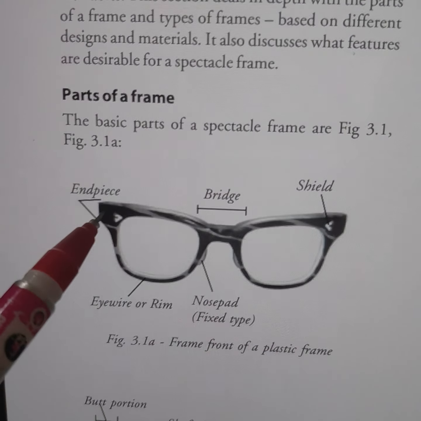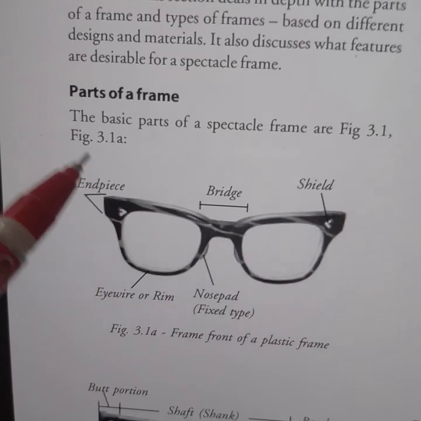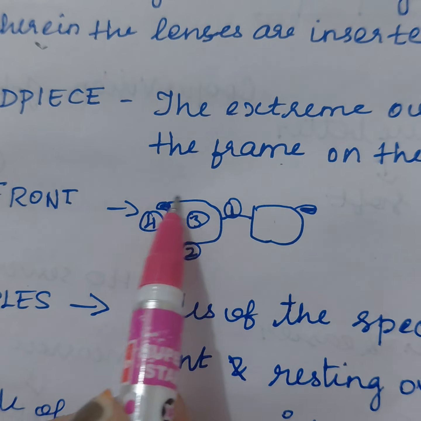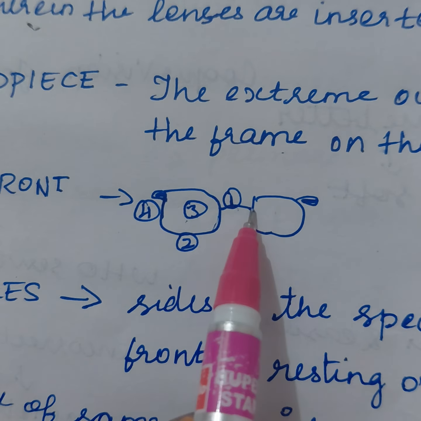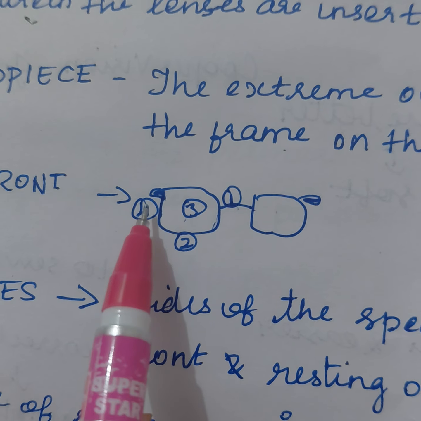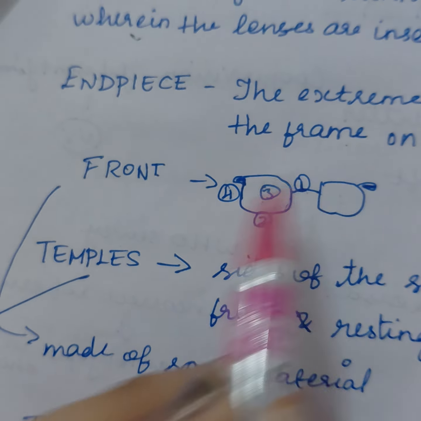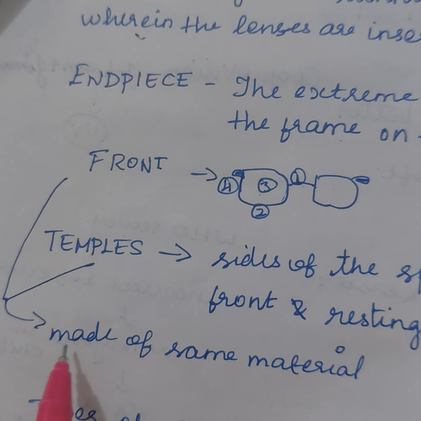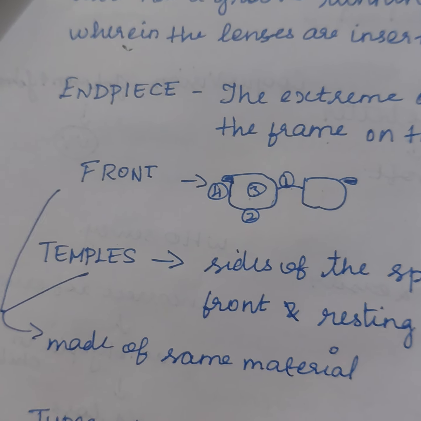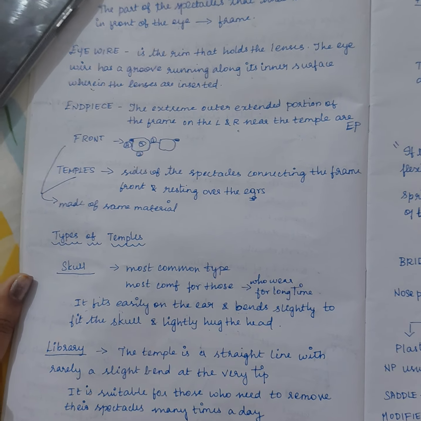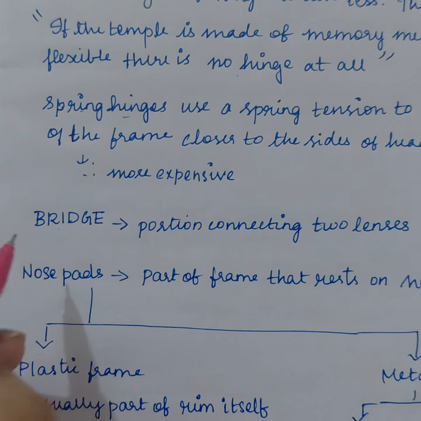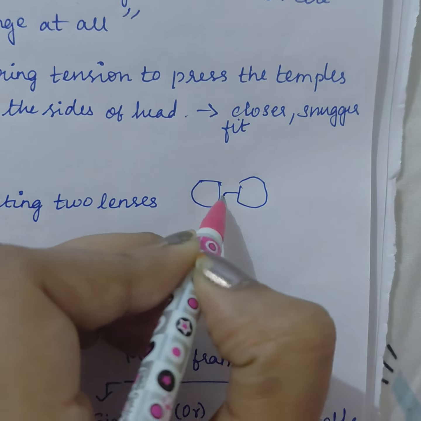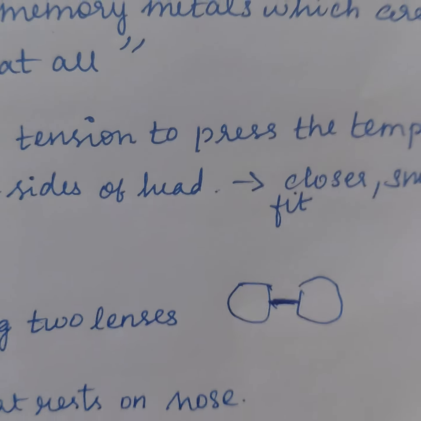So this is the end piece, behind which there is the hinge, and behind that there is the temple. The eye wire, lens, bridge and the end piece all together form the front of the frame, and the front of the frame and temples are mostly made of the same material. Bridge is the portion that is connecting the two lenses. This is called the bridge.